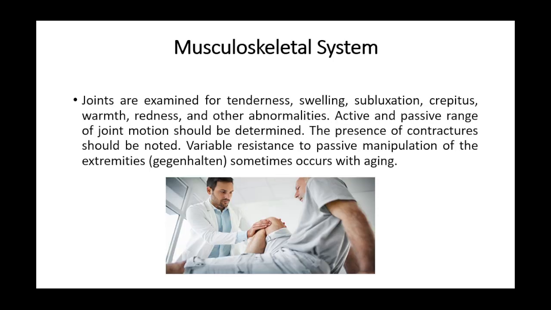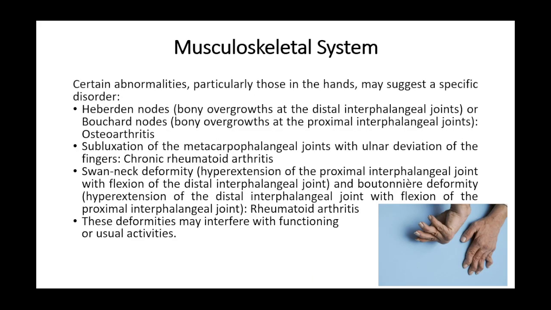Joints are examined for tenderness, swelling, subluxation, crepitus, warmth, redness, and other abnormalities. Active and passive range of joint motion should be determined. The presence of contractures should be noted, whereas resistance to passive manipulation of extremities sometimes occurs with aging. Certain abnormalities, particularly those in the hands, may suggest specific disorders.